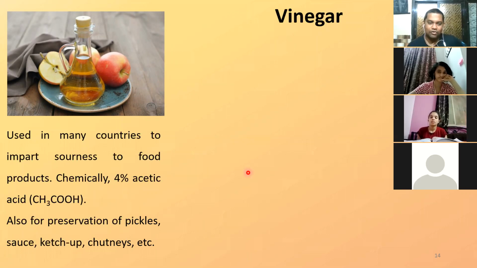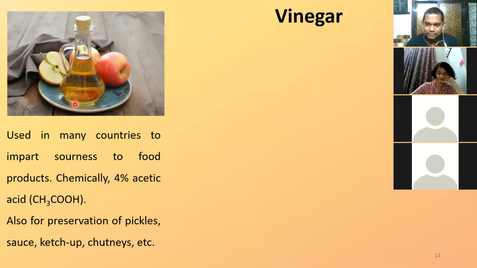Understood this? So 4% acetic acid means it is the dilution level, because acetic acid is a very strong compound. If we use it that strongly in food, we will all get very upset. That is why it is used in a diluted form. And why do we use it? Because it imparts sourness to many food products. Acetic acid or vinegar is also a very good preservative.